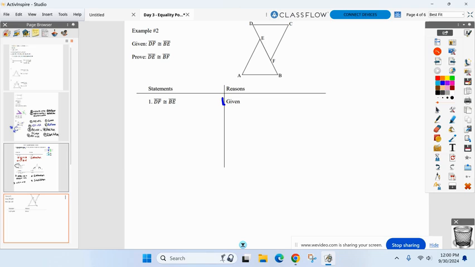You decide how you want to mark that given: DF congruent to BE. You decide how you want to mark it. All right, I'll do one of these here. D to F, and then B to E.